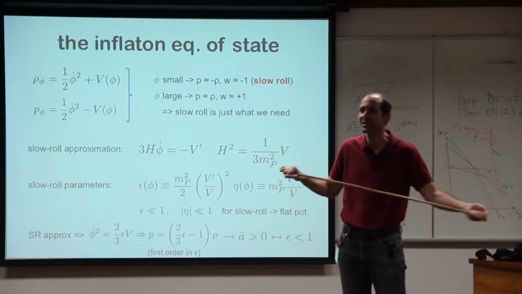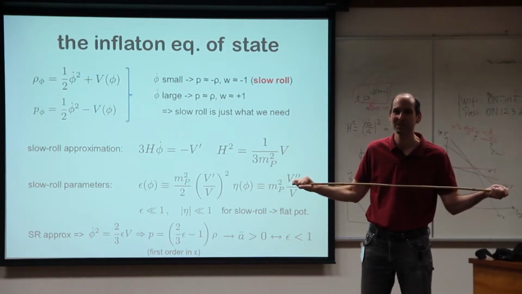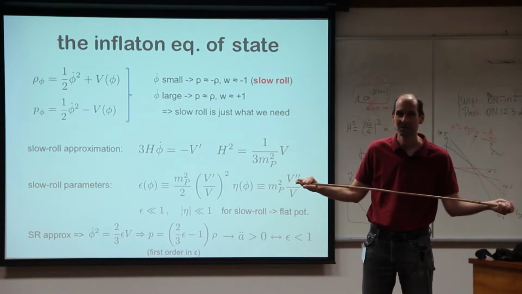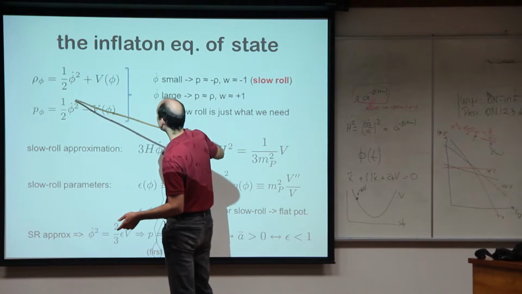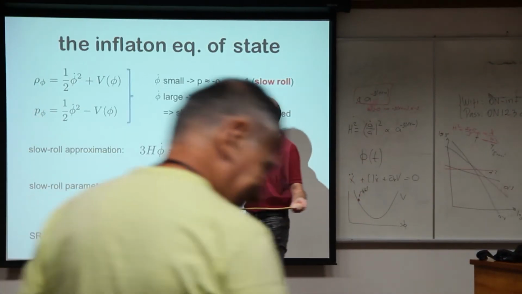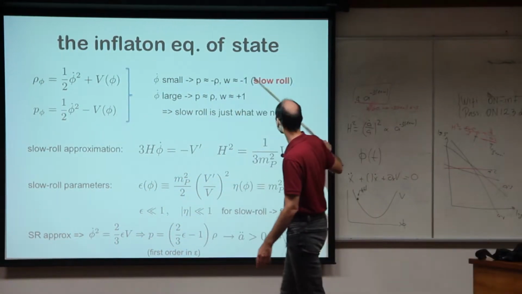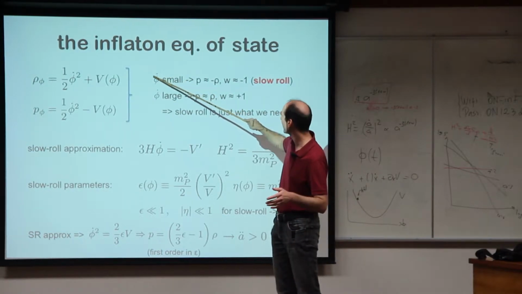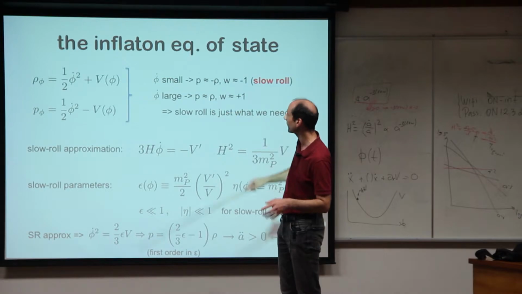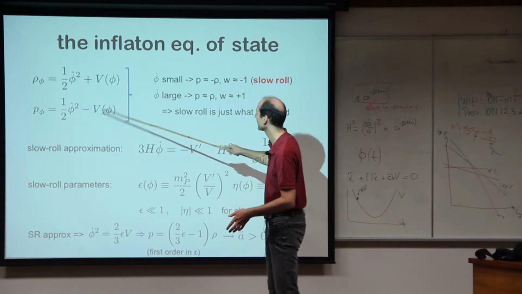And so if you are kinetic dominated, what is the equation of state parameter? 1. Because you can neglect the potential, and so P is equal to rho, and so w is 1. Another more interesting case for us, if you are potential dominated, which is called slow roll, so if the field evolves slowly, phi dot is small, what is the equation of state then? -1, exactly.